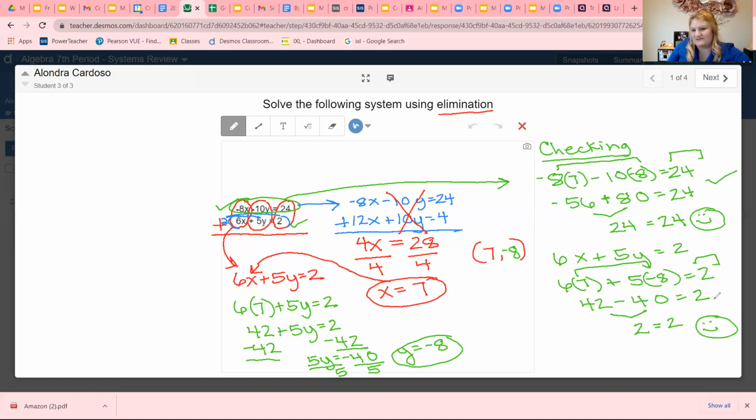So that's good. That means that my answer here, when I plug it into both equations at the very end, it makes one side of the equation equal the other side of the equation. So that means that your answer is correct. So that's how you can prove that your answer is correct.